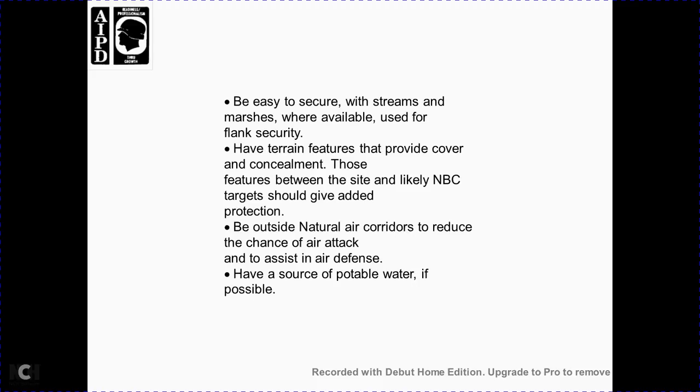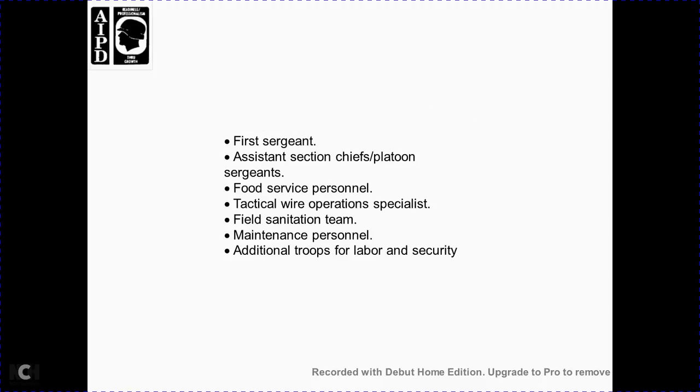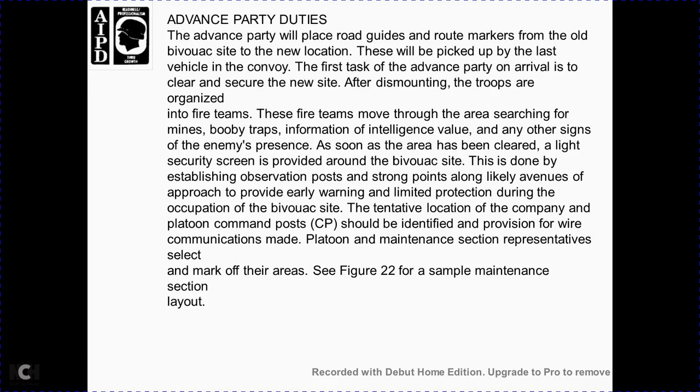To assist air defense, have a source of potable water. The reconnaissance party briefs the unit commander, who selects the site with the most favorable characteristics, and organizes and briefs the advance party to occupy and prepare the area. The advance party's composition depends on two things: the tactical situation and the amount of work required to prepare the site. The advance party may include the First Sergeant, Assistant Section Chief, Platoon Sergeant, Food Service Personnel, Tactical Wire Operations Specialist, Field Sanitation Team, Maintenance Personnel, and additional troops for labor and security.